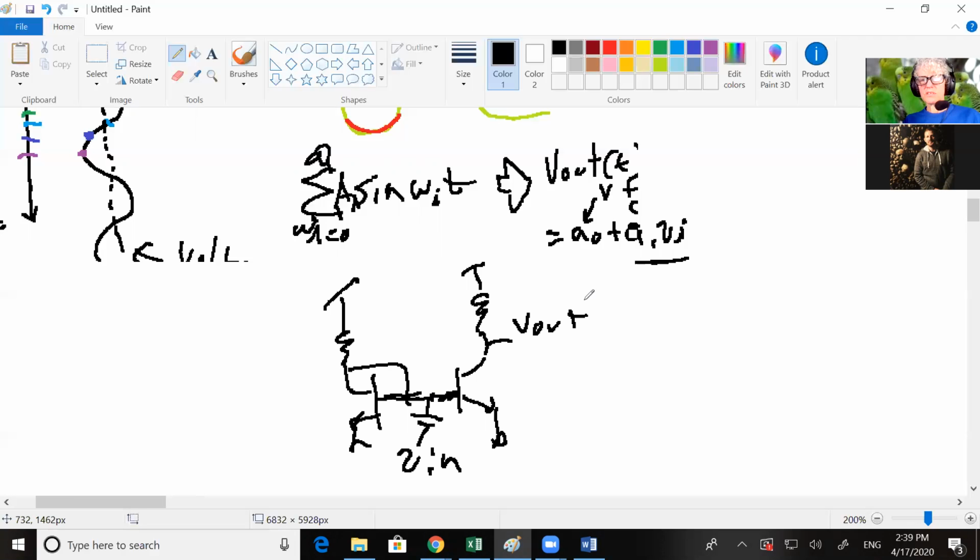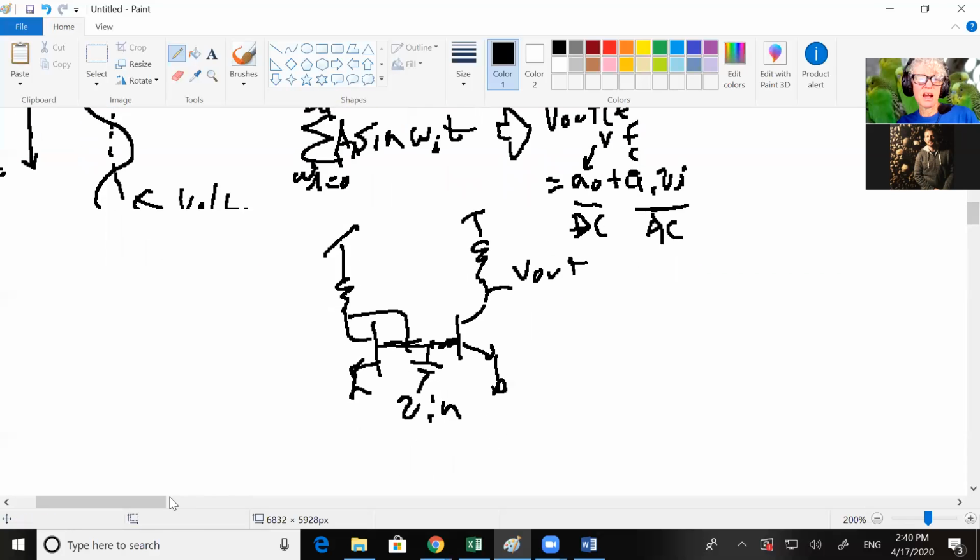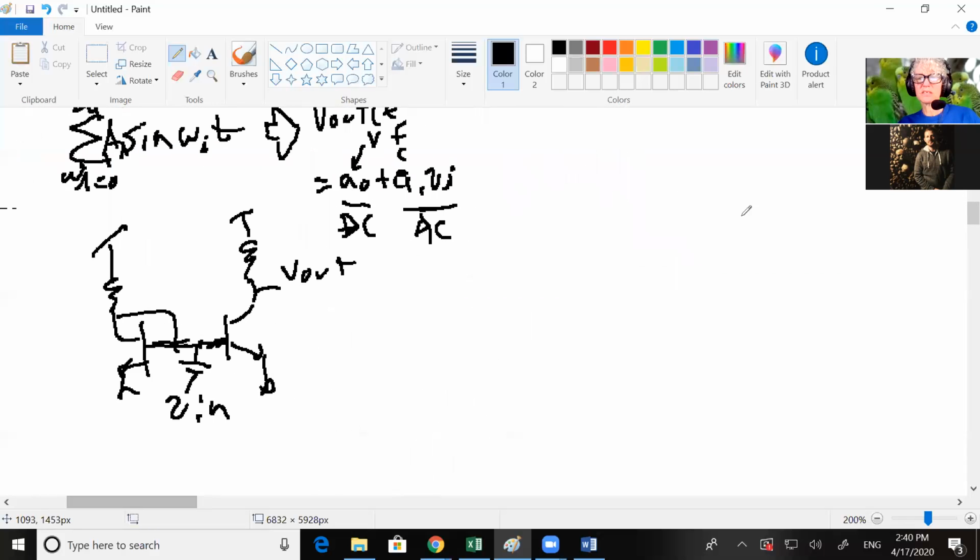Okay, so there's two parts to the circuit. There's the DC part, and then there's the AC part. And that is, again, really representative of how small signal analysis works. Small signal analysis says, first of all, if you're using this equation and are ignoring all those other terms out here, you're treating this as a line.